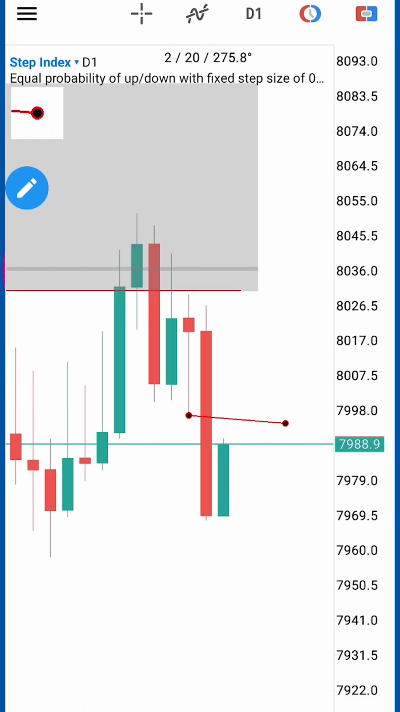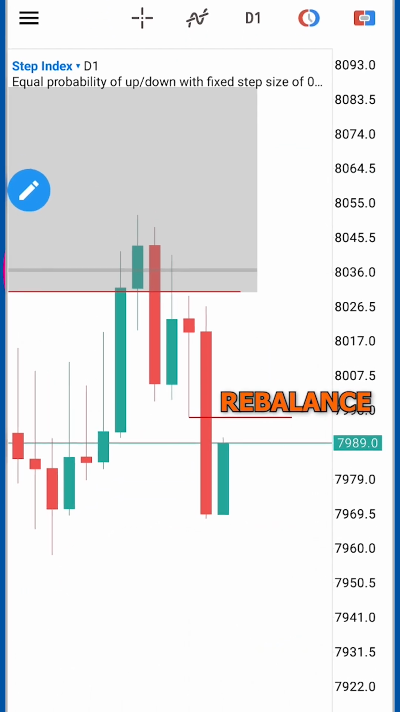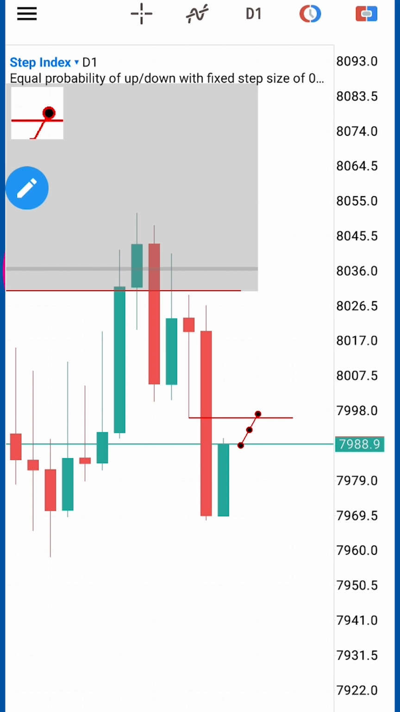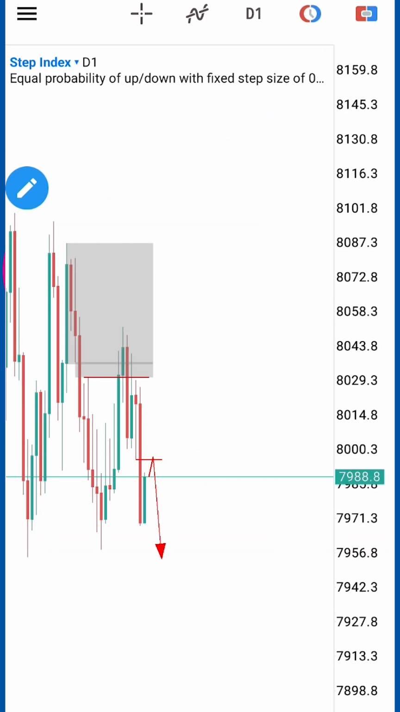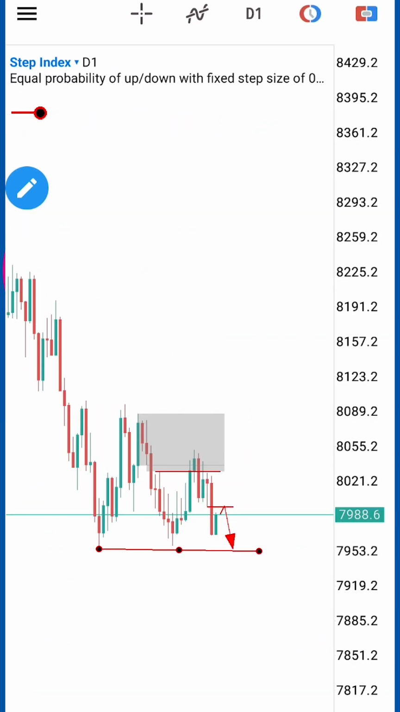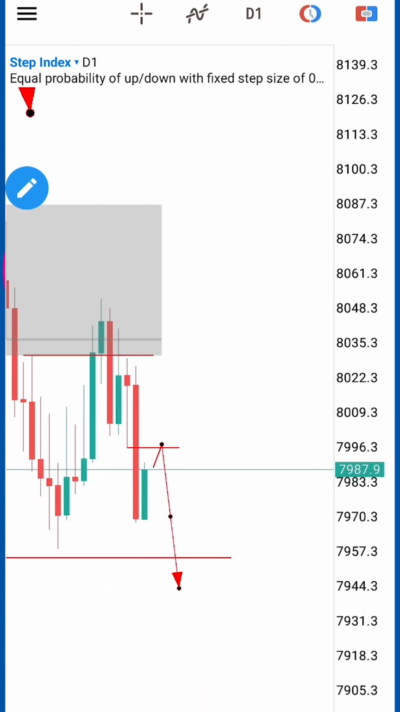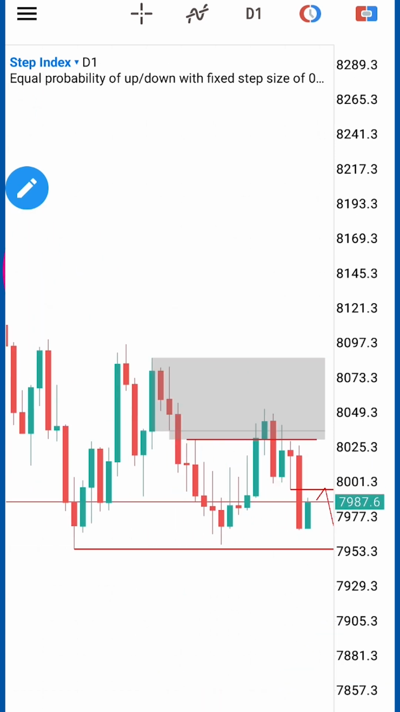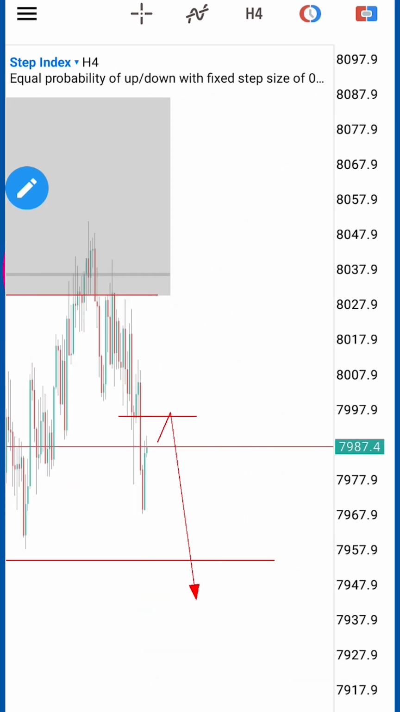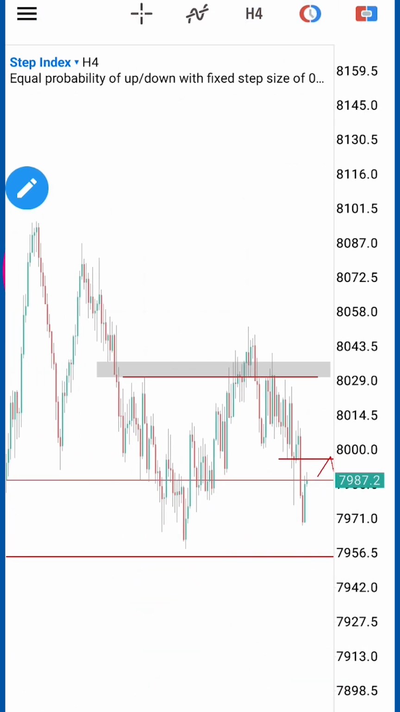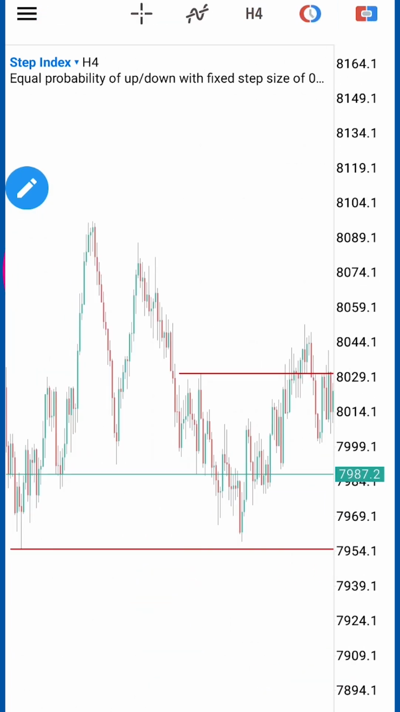And how we do that is we wait for price to rebalance that small imbalance it created, and then it drops down till it reaches the sell side liquidity below those lows. Now the lows are not equal, but they're almost equal, so for sure price has to dip down there. So we move on to the 4-hour chart.